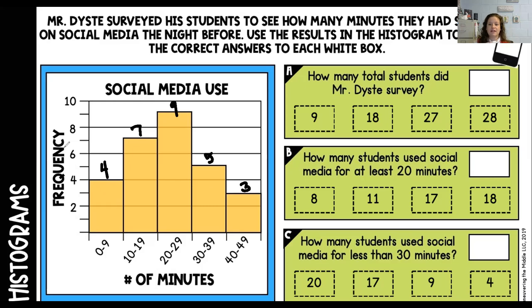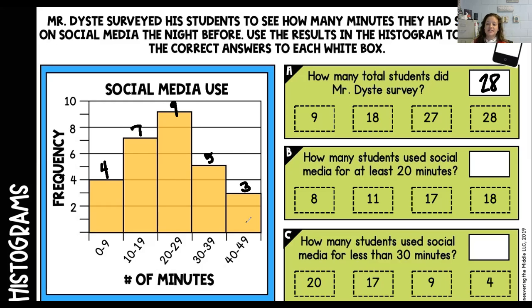Now that we have our numbers in it, let's go ahead and look over here and finish our data and answer these questions. How many total students did he survey? So remember, when we're trying to find the total, what operation are we using? Addition. We're going to add all those up. So we've got 4 plus 7 plus 9 plus 5 plus 3, and that equals 28. So he surveyed 28 because each bar stands for their own.